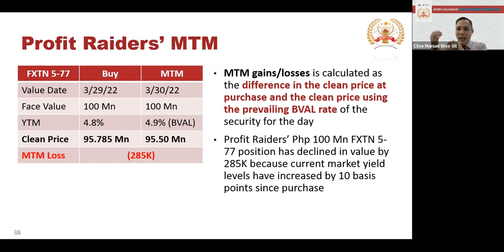On the flip side, if the rates continue to increase and the value of your bond continues to suffer and decline, you will see that your mark-to-market losses are ballooning. And because you're doing this daily process of marking to market your positions, you're seeing, oh no, I am losing. So you may want to consider cutting your losses today.